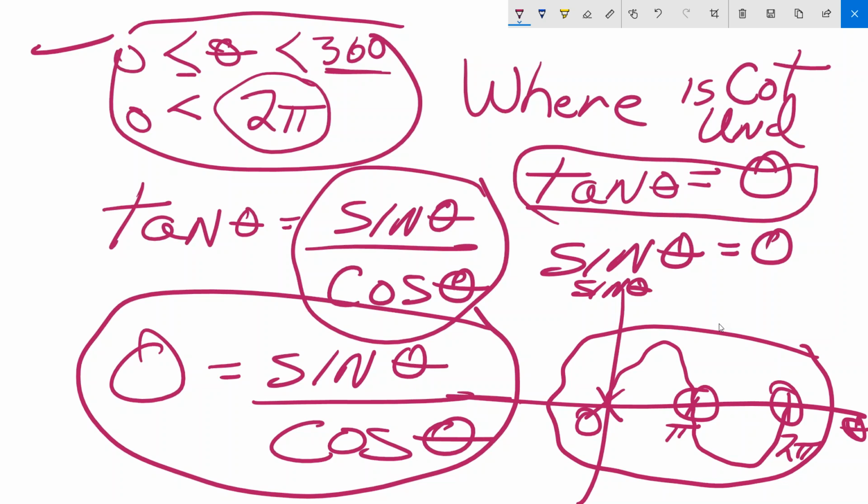Zero and pi. 0 and pi are the answer to this question. When theta is 0 or pi, cotangent is undefined. And we had to go through all these steps to figure that out. We had to figure out, well, where is it undefined? It's undefined when tangent is equal to 0. And where is tangent equal to 0? It's when sine is equal to 0.